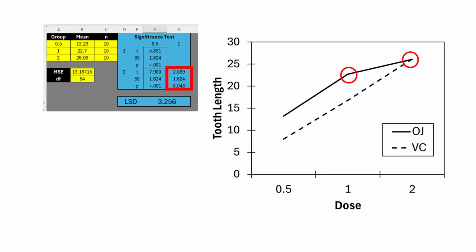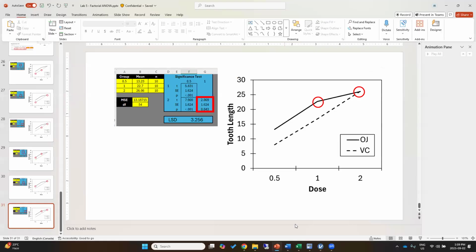What if I want to test the difference between OJ and VC at dose equals 2? Like it looks like they're right on top of each other, right? But I haven't tested for that yet. Well, that's just the same thing we went through with the other example.